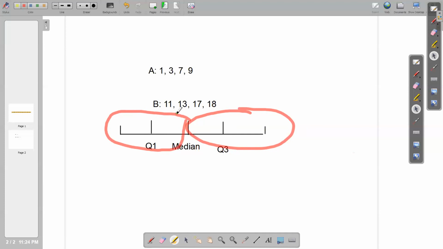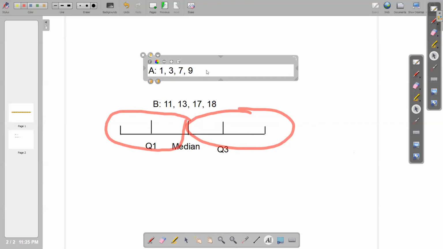So here is something very important. Don't get confused. When we use the median to cut the data into 2 halves, here's the rule. All the values to the left of your overall median are your first half. All the values to the right of the overall median are your second half. So the median is not included in either side. All right?